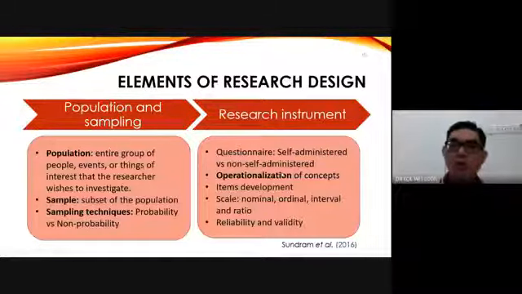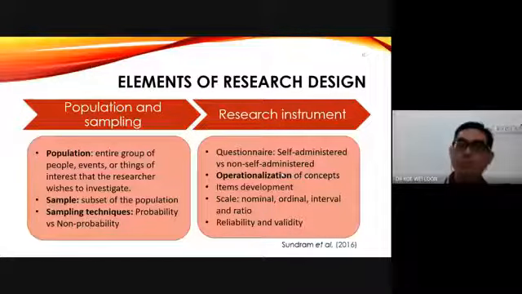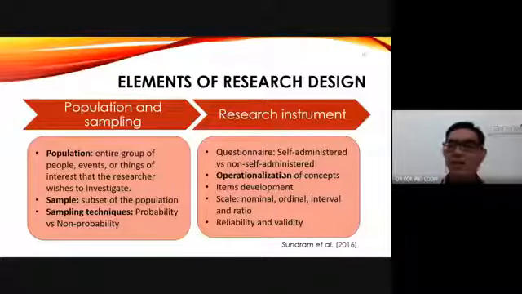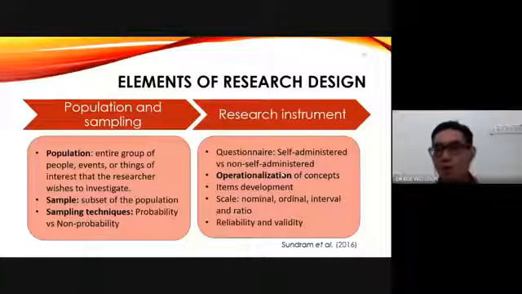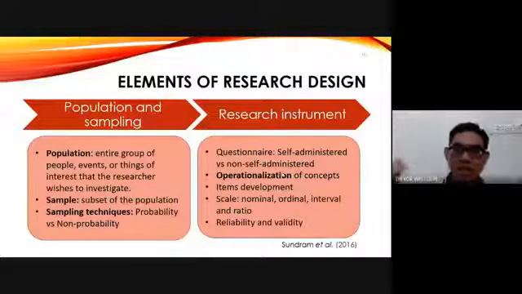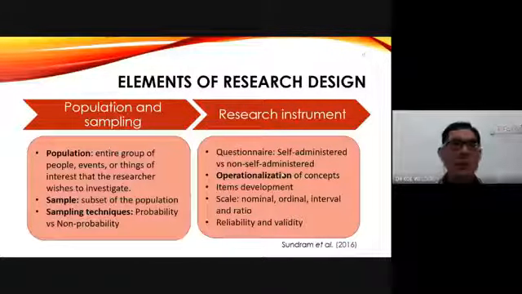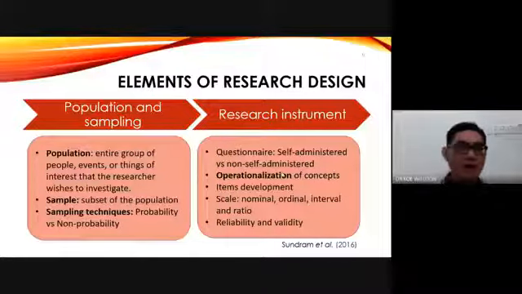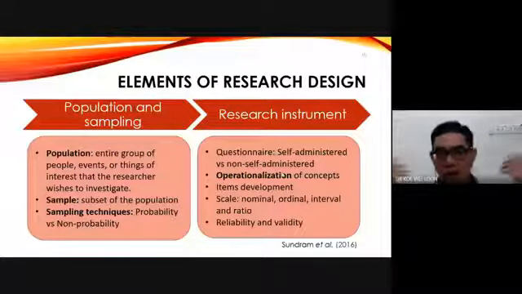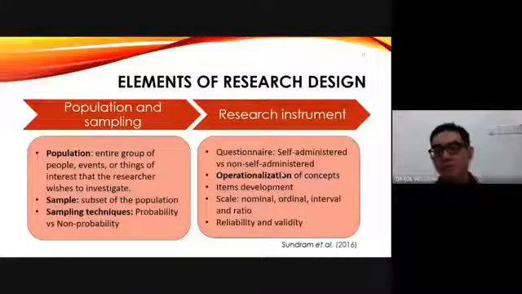Let's say your respondents have problems in filling up the questionnaire. For example, let's say your respondents are OKU, deaf, blind, cannot see, cannot hear, dumb. Dumb, I think still okay lah, but deaf, let's say. Your respondents, they're OKU, maybe they are blind, deaf, or whatever. So maybe you need to help them in filling up the questionnaire.